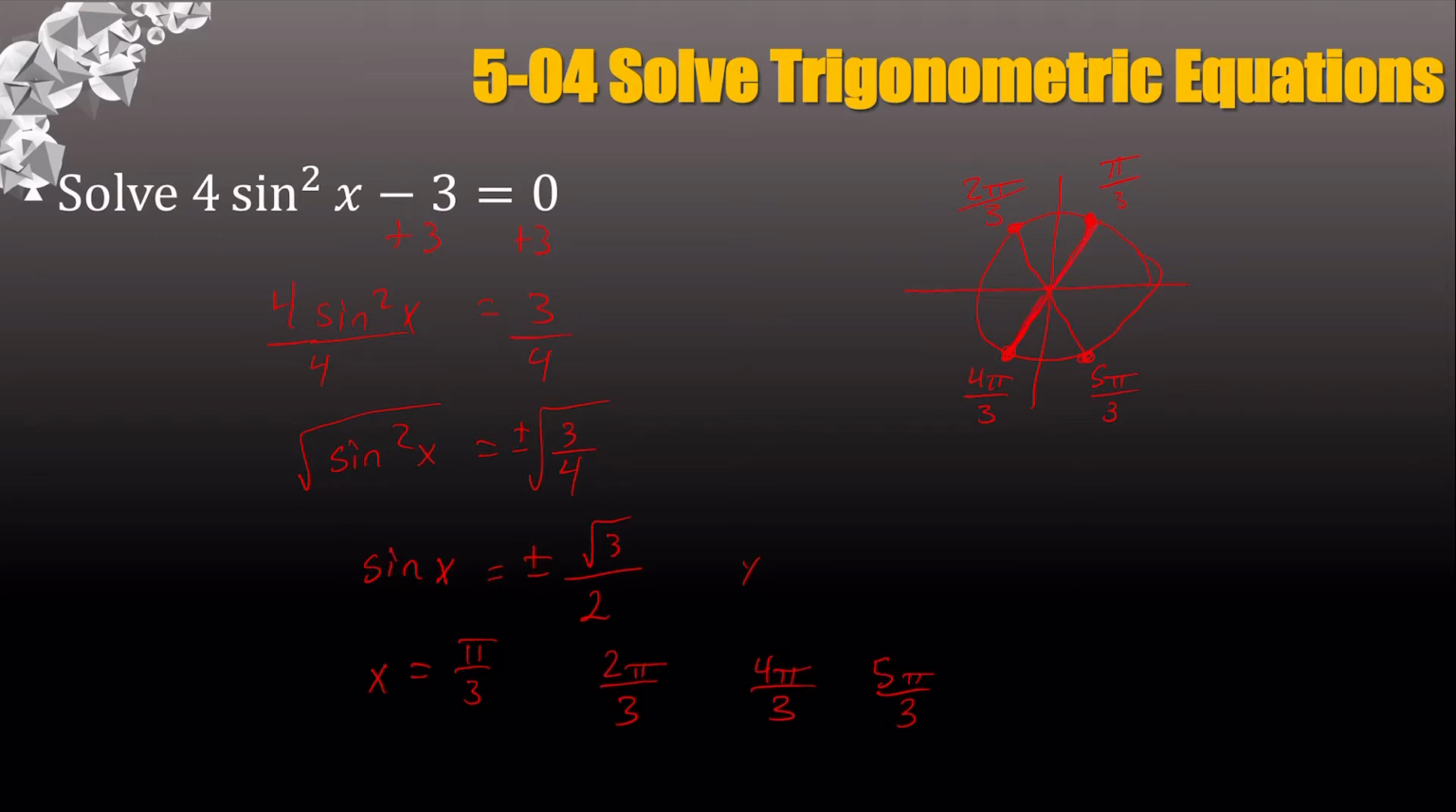But notice, pi over 3 and 4 pi over 3 are directly opposite each other on the circle. So if I take pi over 3 and just add pi, I'm at 4 pi over 3. And if I add pi, I'm back to pi over 3. So I could just say pi over 3 plus pi n, and then I wouldn't have to put the 4 pi over 3, because when n is 1, that is 4 pi over 3. The same thing is true between the 2 pi over 3 and the 5 pi over 3. Because they're directly opposite each other on the circle, if I just add pi, that gets me to the next one. So if I add pi n, that would work. So our answer would be pi over 3 plus pi n, and 2 pi over 3 plus pi n.